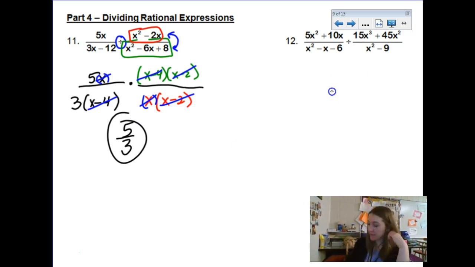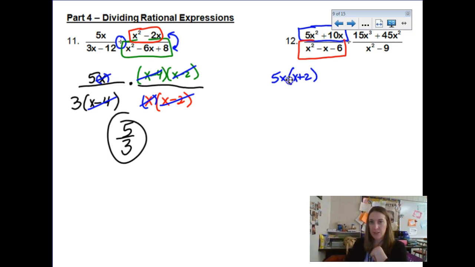Alright, there's a lot of factoring going on in this next one. Ready? Hope you take a deep breath before we do this one. Factor out a common 5x here. And that leaves me with x plus 2. Keep going. Let's factor out this one. So that would be x minus 3 times x plus 2.